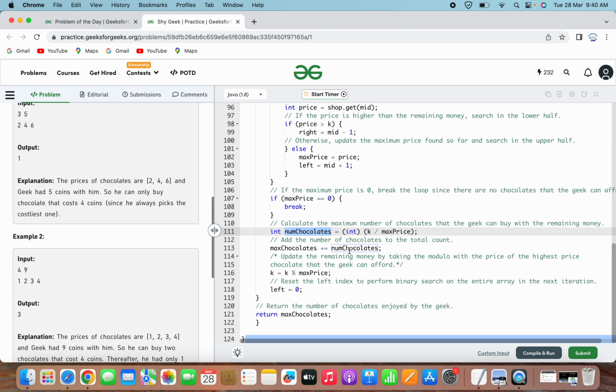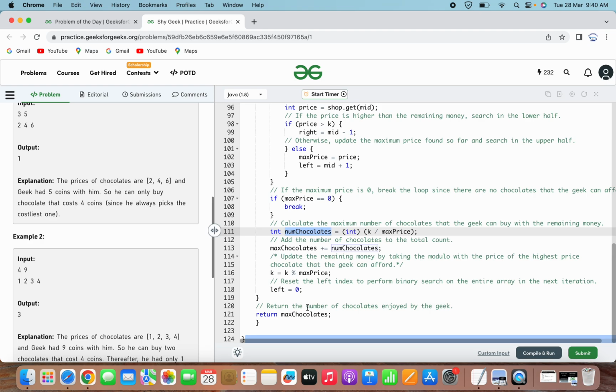Finally, the function resets left to 0 and performs another binary search for the next costliest chocolate that Geek can afford. Once the loop is complete, the function returns max chocolate, which represents the maximum number of chocolates that Geek can buy. The solution is quite concise and does not require a linear search for the lower price chocolates.